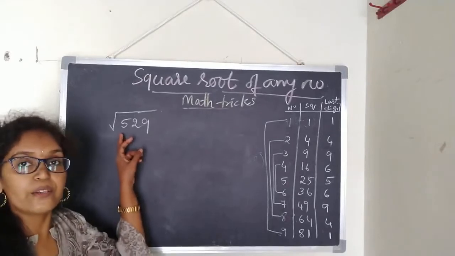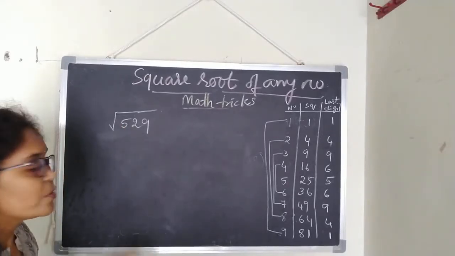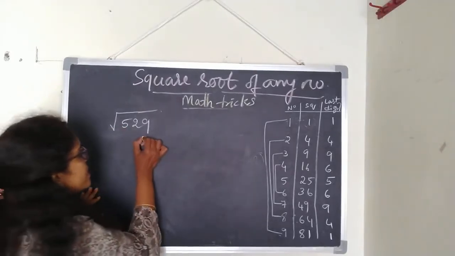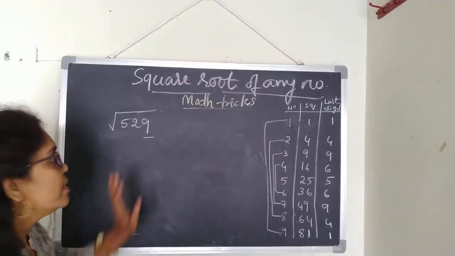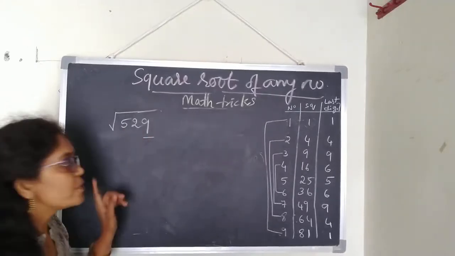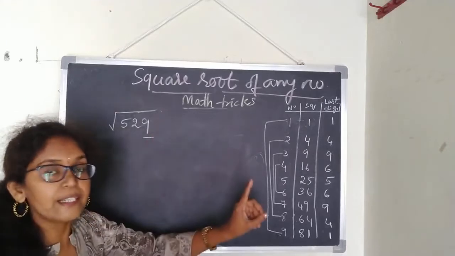Yes, we will see here square root of 529. Here also in the same manner. What is the last digit here? We are going to apply the same rule. The last digit is 9.